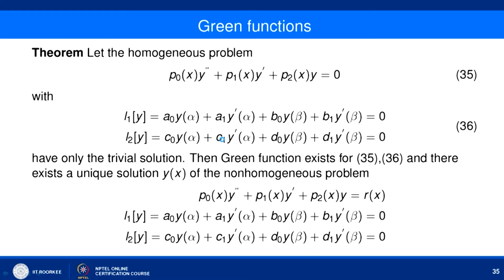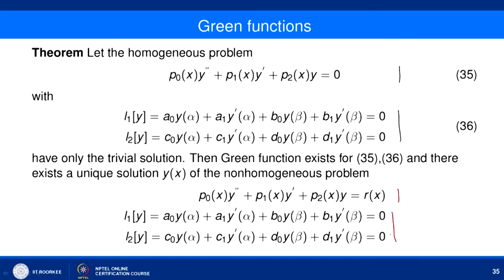It means that A naught, A 1, B naught, B 1 is not a scalar multiple of C naught, C 1, D naught and D 1. And here we assume that this homogeneous problem along with the boundary conditions has only the trivial solution. Then the Green's function exists for this set of equations, and there exists a unique solution for the non-homogeneous problem P naught x y double dash plus P 1 x y dash plus P 2 x y equal to R x with these homogeneous boundary conditions.